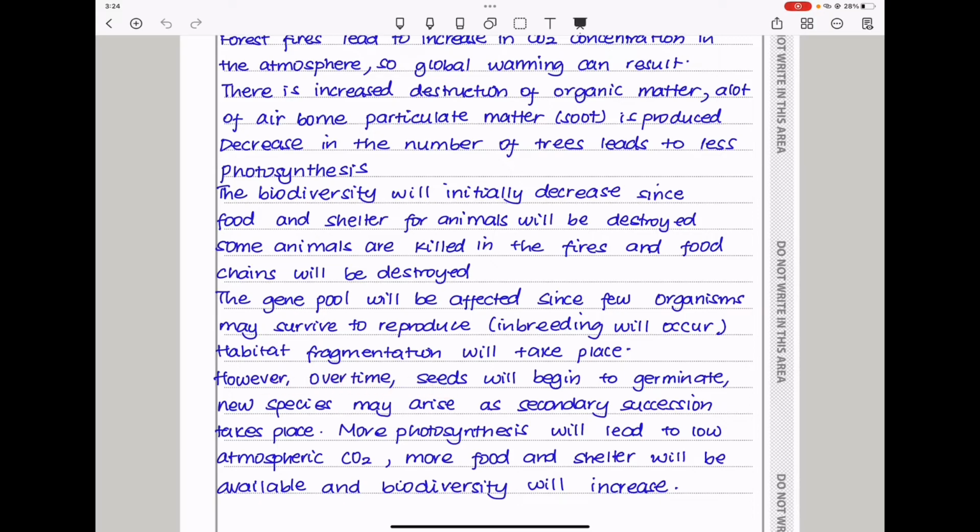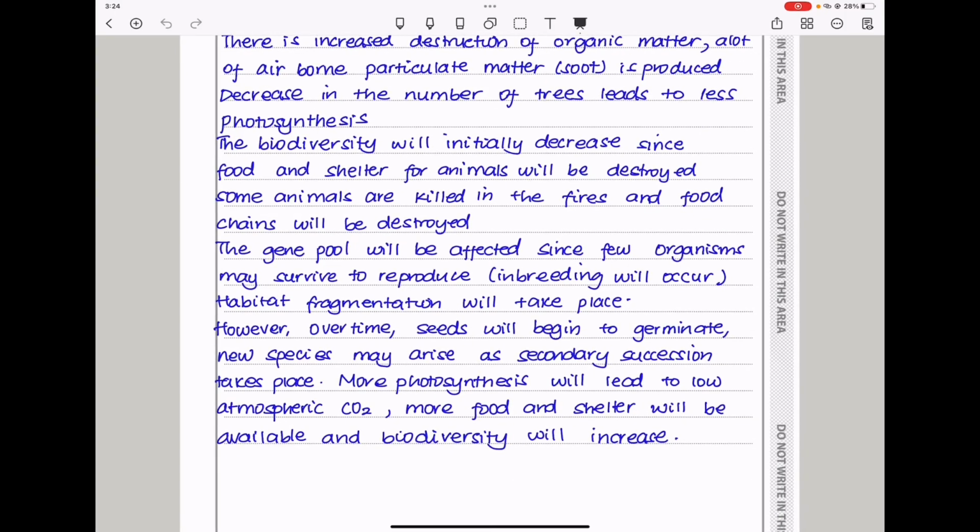However, over time, seeds will begin to germinate, new species may arise as secondary succession takes place, and more photosynthesis will lead to a low atmospheric carbon dioxide concentration, more food and shelter will be available, and biodiversity will increase because more organisms are going to come to the newly formed habitat in order to get shelter as well as food.